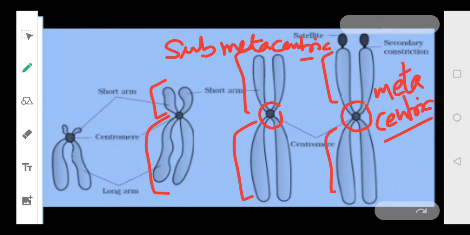So such a chromosome is called an acrocentric chromosome. What do we call it? Acrocentric chromosome. Now the last one is a telocentric chromosome. In case of a telocentric chromosome, the centromere moves to one terminal.